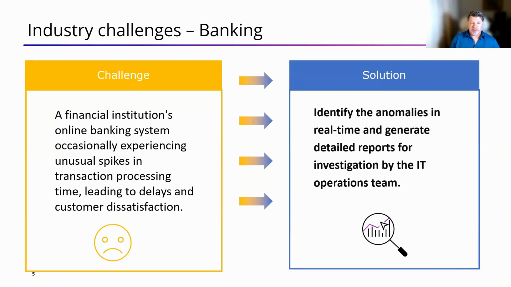Another challenge is the online banking system that has unusual spikes. These are spikes that aren't planned for. We know that in an online system, there are going to be periods of high activity and periods of lower activity.